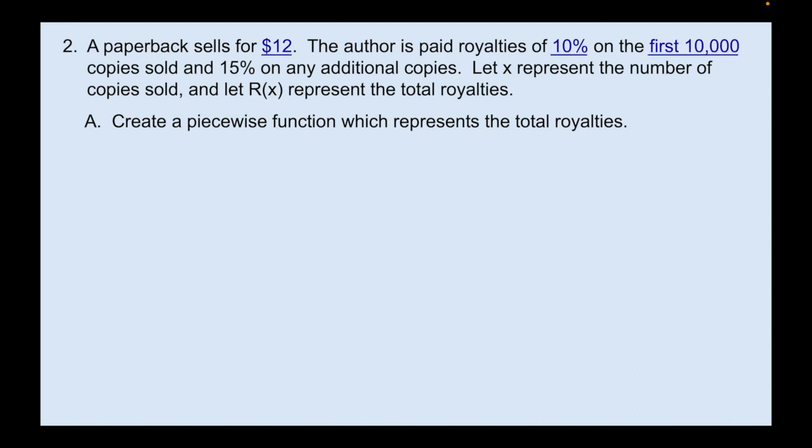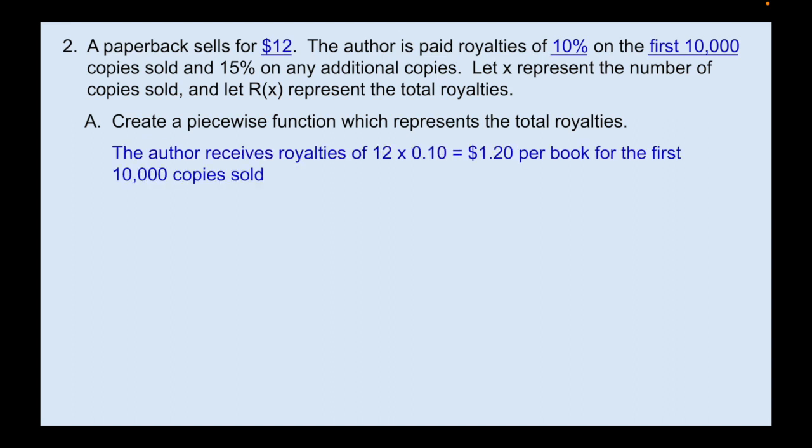For the first one, we want to realize that since the paperback sells for $12, the author is going to receive royalties, which is their percent that they're going to make off of that. They don't just make the $12, they only make a percent of that. So we need to figure out what that amounts to. If we take that $12 and multiply it by 0.10, we're going to get that the author is receiving $1.20 per book for the first 10,000 copies sold.